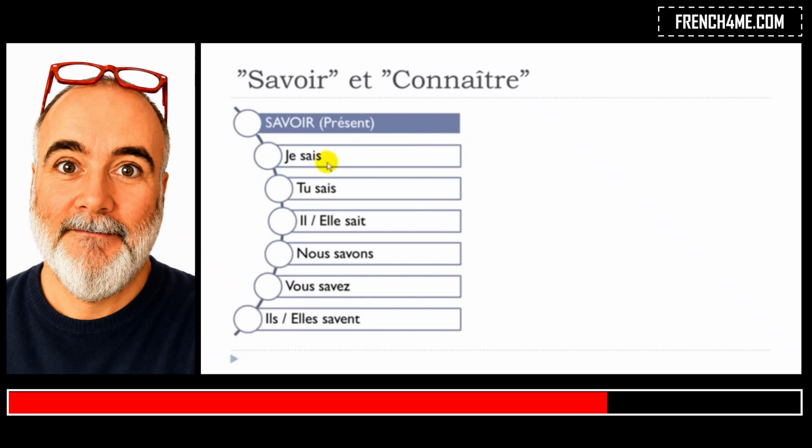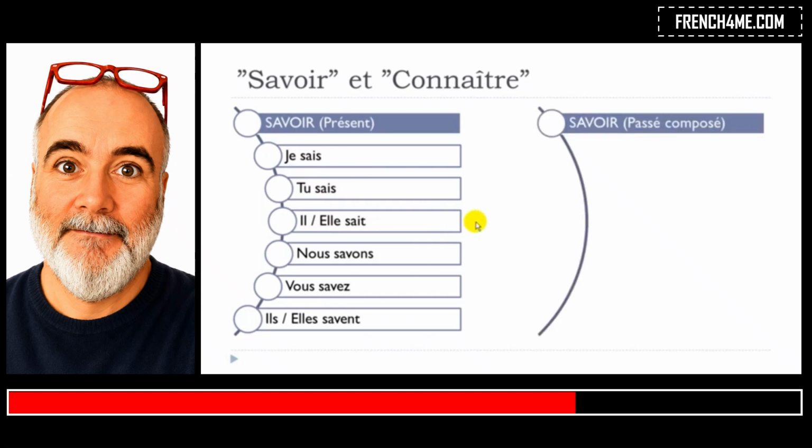If you look carefully here, you write it S-A-I-S, the same way here. Here you write it S-A-I-T, but phonetically these three forms are the same, and it's "sé". Je sais, tu sais, il sait, elle sait.